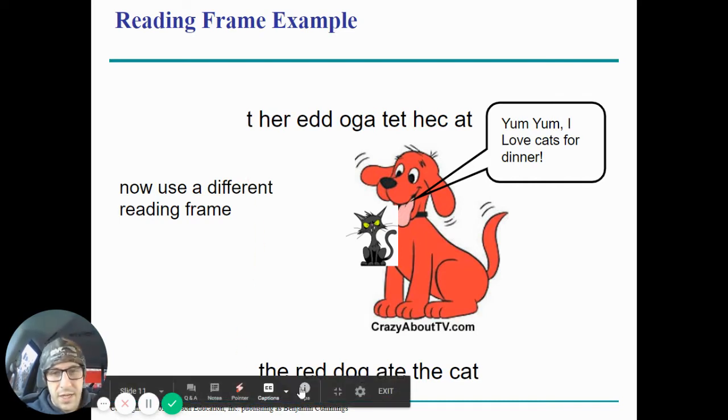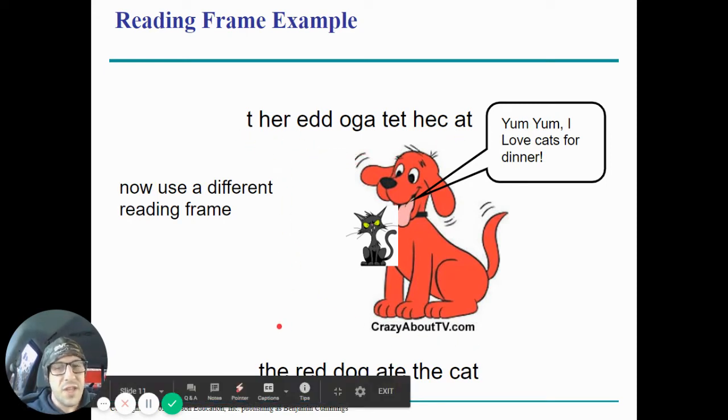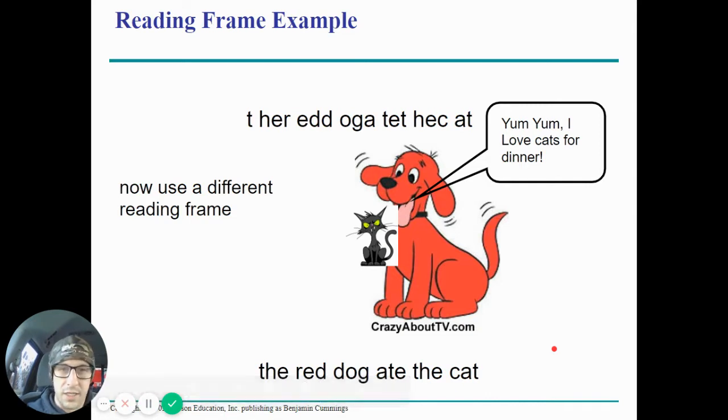The red dog ate the cat. Okay, now it makes a sentence that actually makes sense. This sentence up here makes no sense whatsoever. Now we change that reading frame down here, and we do different groupings of 3, and Clifford the big red dog ate the cat. Okay, so that's how important reading frame actually is for all of the reading of the DNA to get the proper protein.